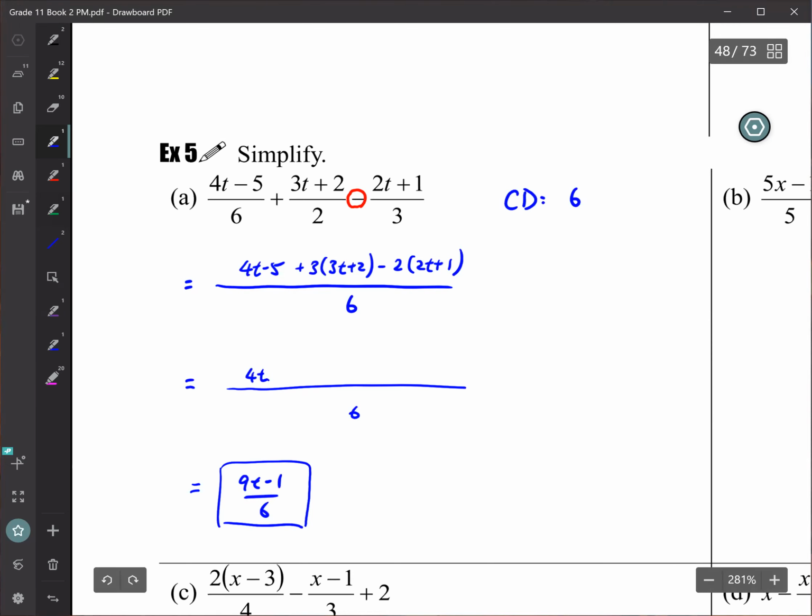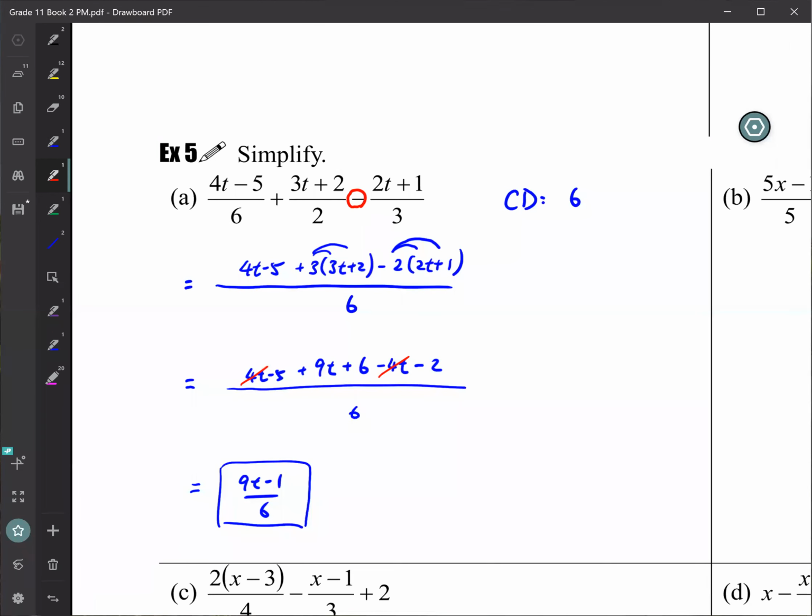We'll expand the top, okay? So 4t minus 5, 3 will go in, right? So you get plus 9t plus 6. No change of sign. For the next bracket, you need to take -2, so you need to remember to change the sign. -4t minus 2. So you can see the 4t canceled out, 4t minus 4t is gone. So you're left with 9t. And then -5 plus 6 is 1. 1 minus 2 is -1. Yep, very good. Okay, that's correct.